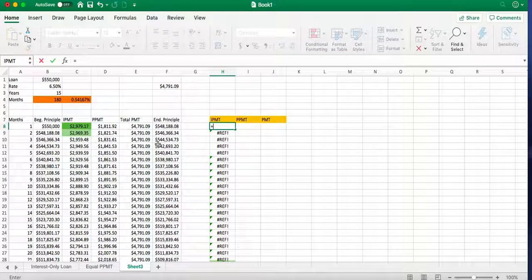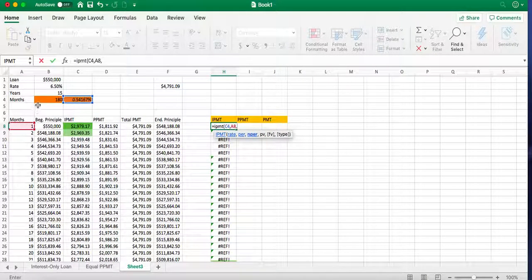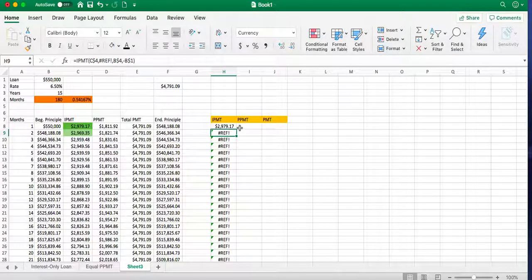Alright, so IPMT, I'm going to use this rate for this specific period, and the total number of periods, and the negative. Oops. Right. We lock that, we lock the loan, we lock the rate, and we lock the number of periods. Let me drag it one more time, and it gives us the correct answer.